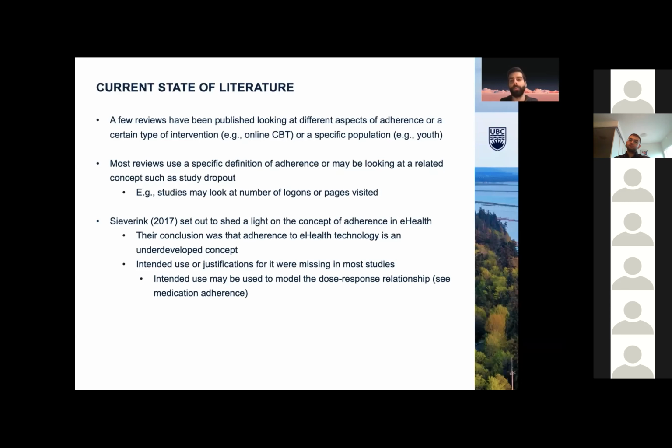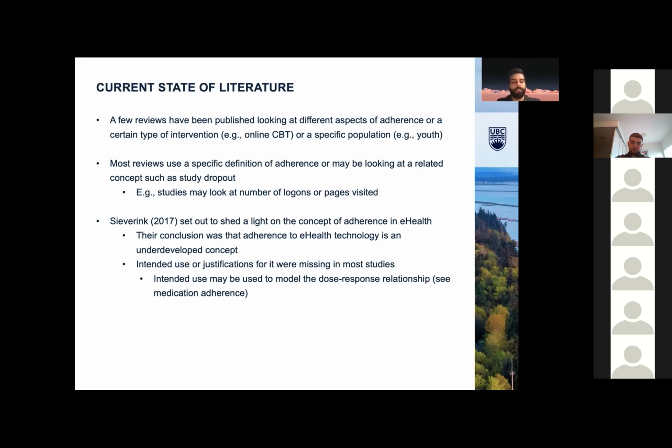For example, one of the specific definitions of adherence, or actually a way of measuring adherence, is the number of logins or pages visited on a website. But if you think about it, this is not a great measure to tell if the participant was experiencing the content. That just means they opened up the website or logged in to the website.